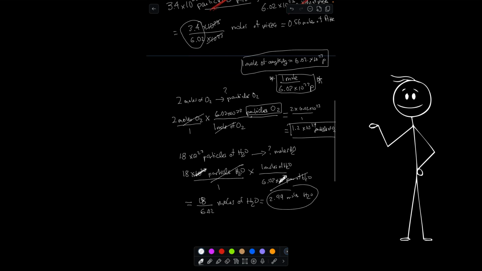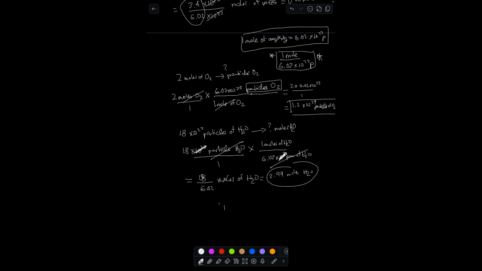This is how you go from moles to particles and particles to moles. I hope this helped.